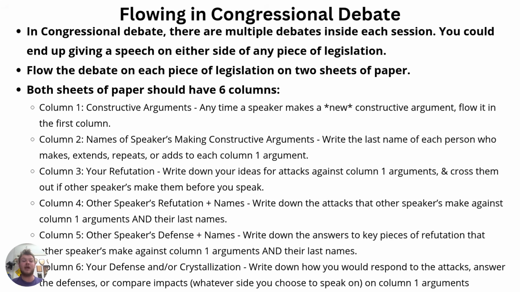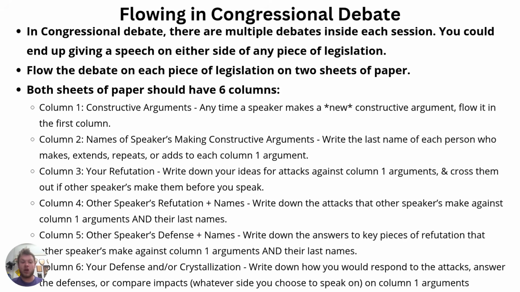So if somebody comes up and makes the attack that you wanted to make, then cross it out. Don't fully scratch it out. You should still be able to read it, but just draw a line through it so that you don't make somebody else's attack and kind of steal it, because we want to be original. We want to add new things to the debate.